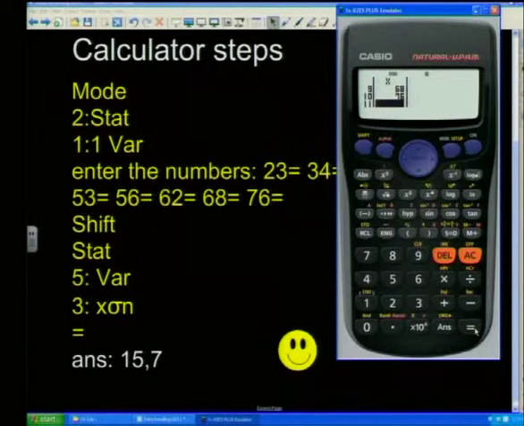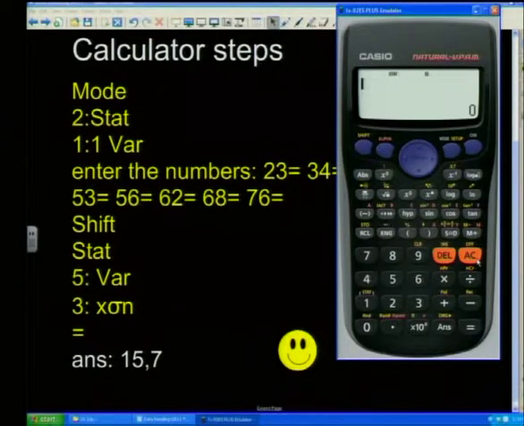Okay, once you've got all of your numbers entered, this is important. You need to get out of this whole system, otherwise you're going to start recording numbers that are not in your data set. So what you need to do is you press the AC button, okay, and it takes you back to the beginning of the screen where there's nothing there.